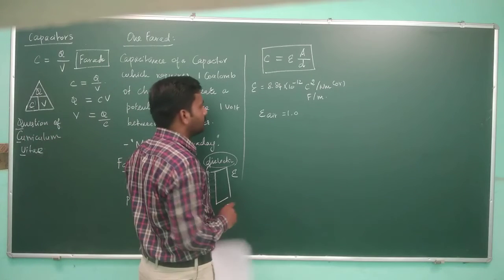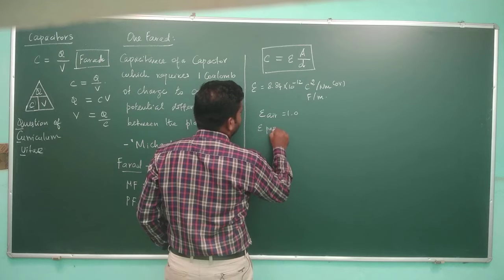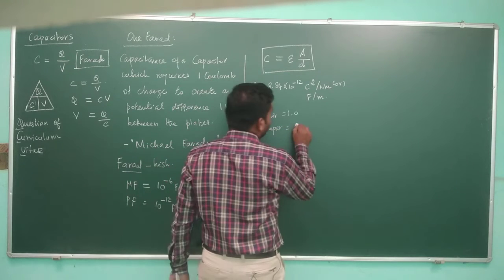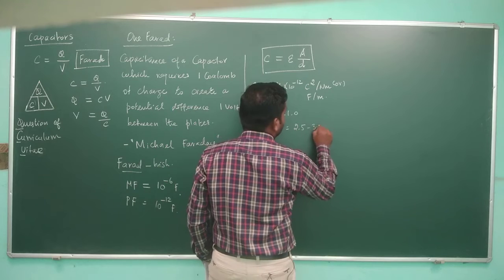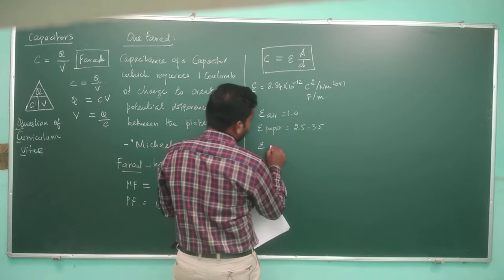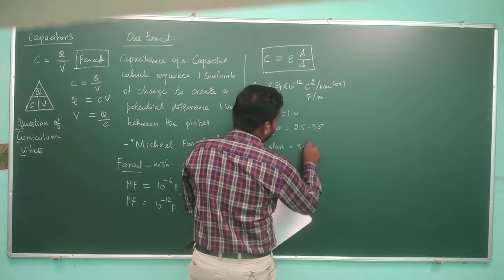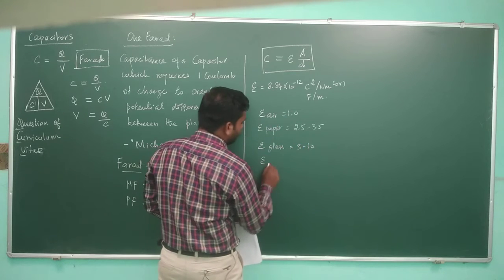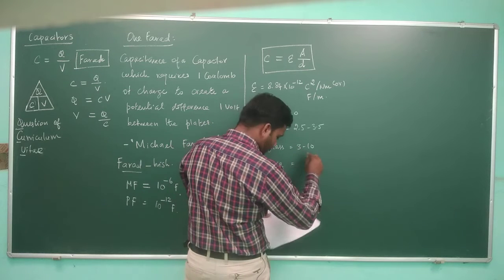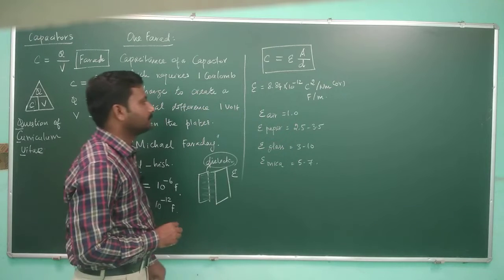That is 1.0. Now, if you are considering normal paper, it would have a permittivity of 2.5 to 3.5, and if you are having glass, it will have a permittivity of 3 to 10. If you are having mica, it will have a permittivity between 5 to 7.